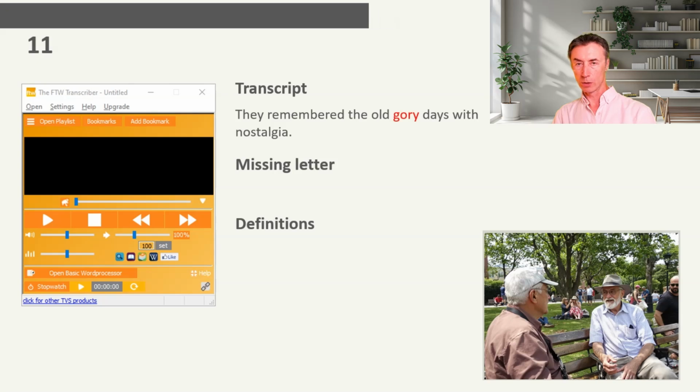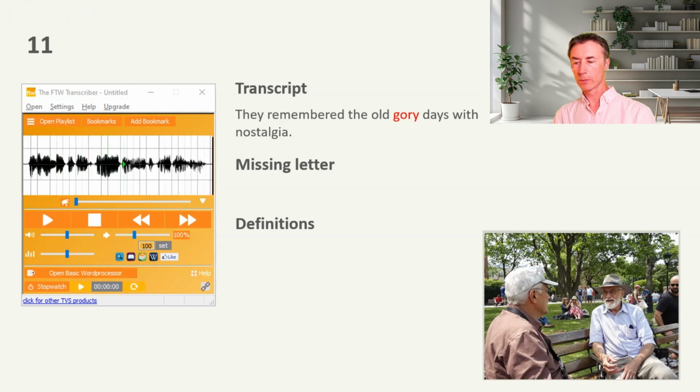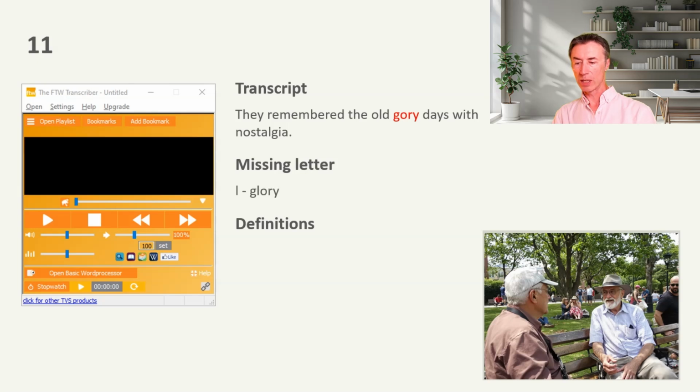Number 11, which word has a missing letter? The answer, gory. Which letter is missing? Have a listen. They remembered the old glory days with nostalgia. The answer, L. What are the definitions of gory and glory? Gory means bloody, glory means fame.